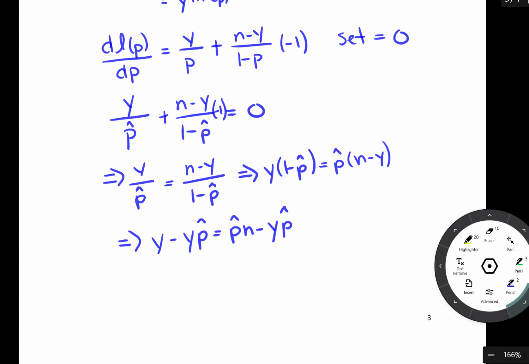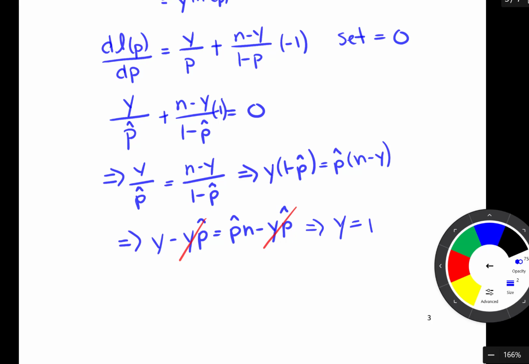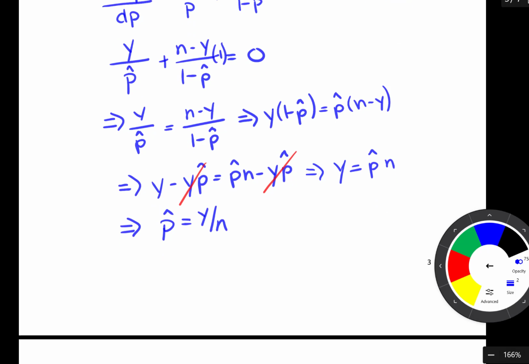So notice here, we have that the p hats cancel there. So here we have y equals p hat n, or in other words, we get that our estimate is equal to y over n, which is exactly what we've seen before for the MLE. So therefore, the MLE is p hat, which is equal to y over n. And it ends up that you can show that this is the MVUE.